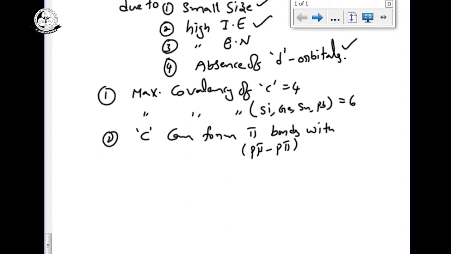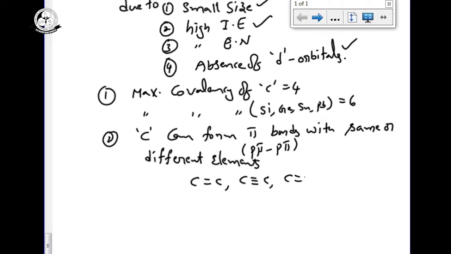Carbon can form the p pi bond with the same or different elements. For example, in carbon multiple bonds we are seeing C double bond C, C triple bond C, C double bond O, C double bond N, C triple bond N in cyanide, and C triple bond O in carbon monoxide. So carbon can form multiple bonds with the same element or a different element. That bond must be a p pi bond.